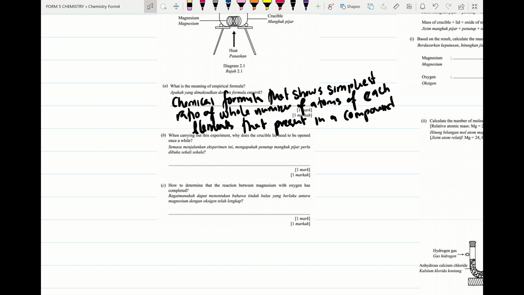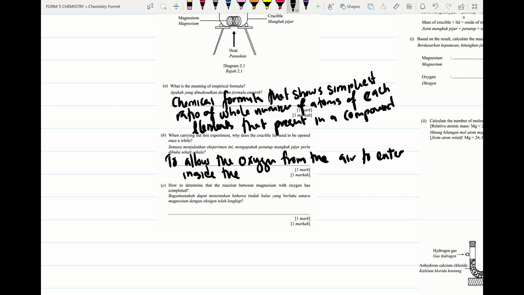While carrying out the experiment, why does the crucible need to be opened occasionally, once in a while? To allow the oxygen from the air to enter inside the crucible for the complete combustion of magnesium. Right, so this is the answer that students need to write.